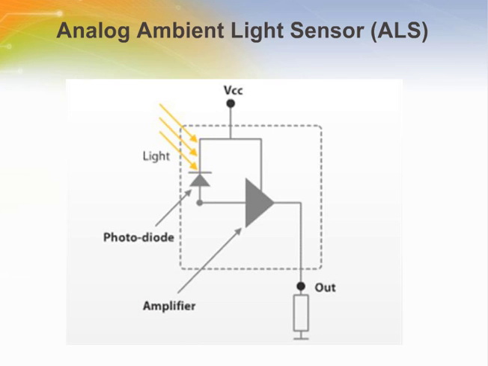In a typical application, an external resistor is used to convert the output current to a voltage.